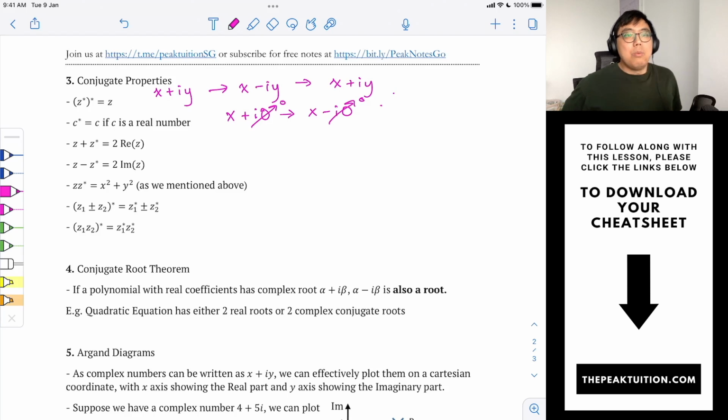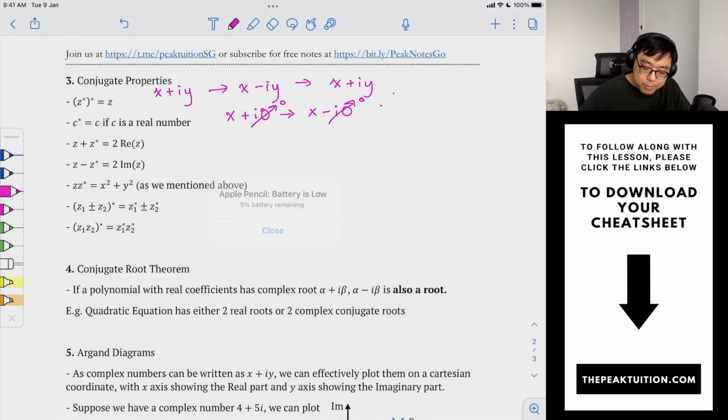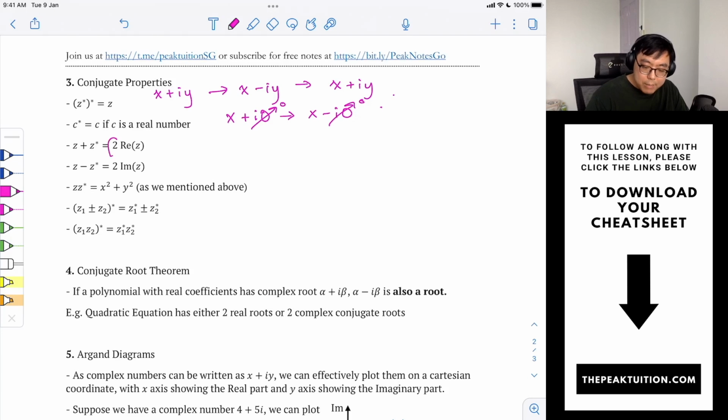Next is when we have a complex number added to its conjugate, we can get the real component, but it's times 2. There's no need to think, you can just work it out. Okay, x plus iy plus x minus iy, and so on. Same thing for this. And then there's this, which is when your complex number is multiplied by its conjugate, you get a real number.